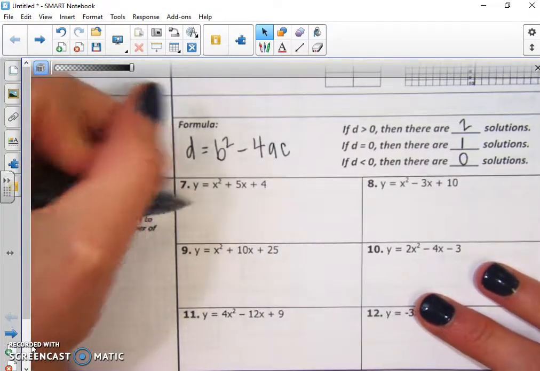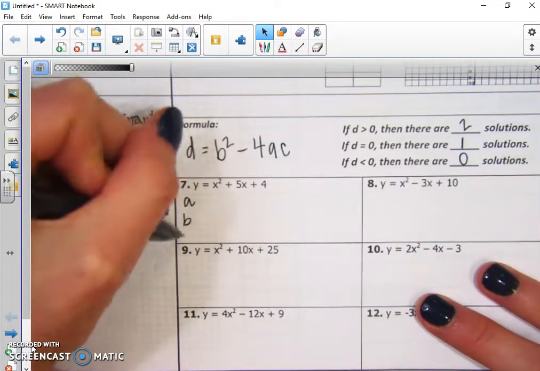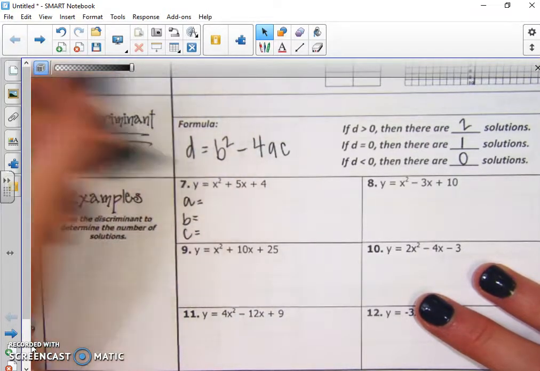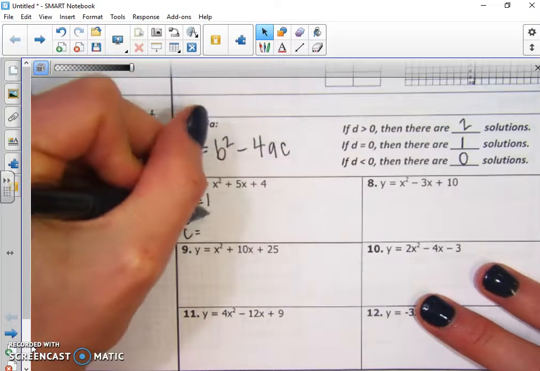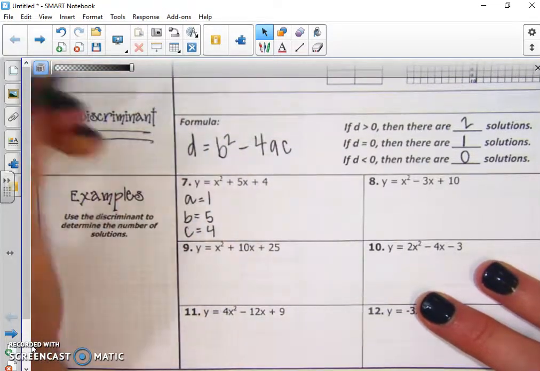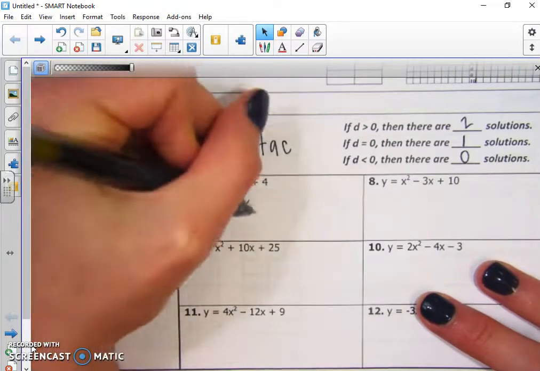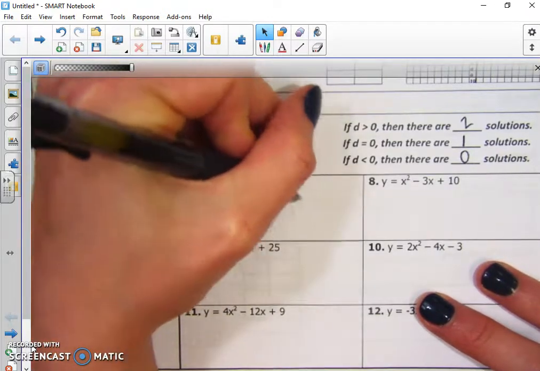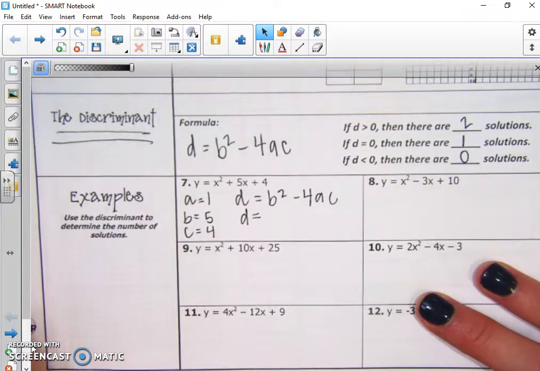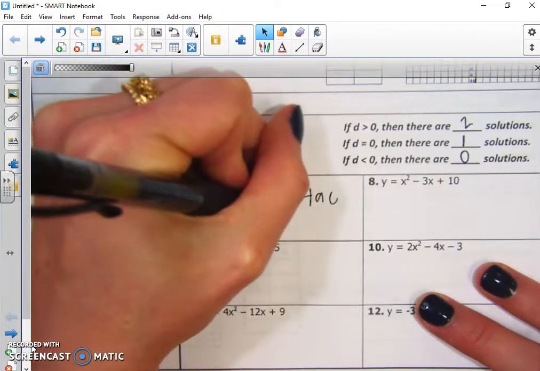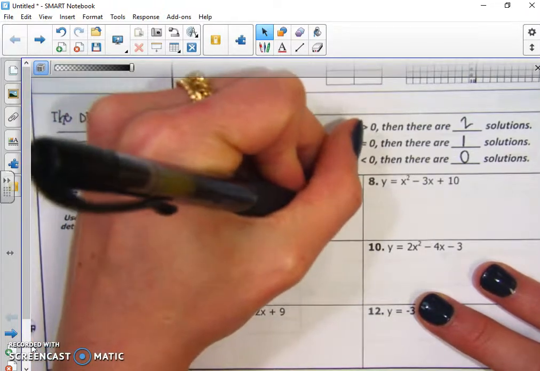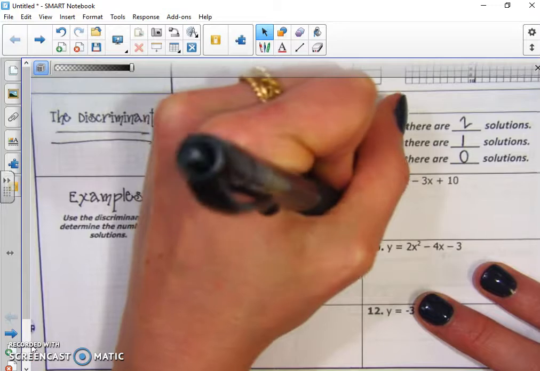So for number 7, let's identify A, B, and C based on our quadratic equation. Well, A is just 1, B is 5, and C is 4. So we're going to plug into the discriminant formula. D equals B squared minus 4AC. D equals B squared, so 5 squared, minus 4 times A, which is 1, times C, which is 4.